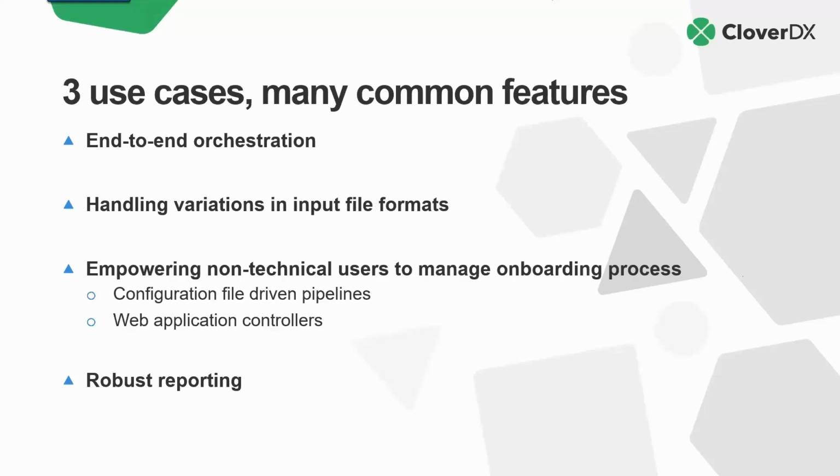Being able to handle variations in input, being very lenient in what we accept without having to stop the presses and go back and clean things up or burden the client with, sorry, please, can you change the structure of what you're sending us, right? To do that end-to-end orchestration and to handle those variations with a less technical team, right? By making it configuration file driven, by providing alternate sources or alternate ways to control the pipeline, specifically, in our example, with web application controllers.